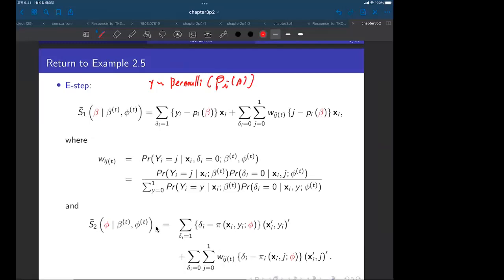As a function of X, so P(X), and then delta equal to 1, you observe Y, no problem. Delta equal to 0, you don't observe Y. So you need to compute the weight, which is essentially the conditional probability of Y given X and delta equal to 0. So then you need to use the Bayes theorem again. This is the original probability, and this is the response probability. I mean, non-response probability actually.